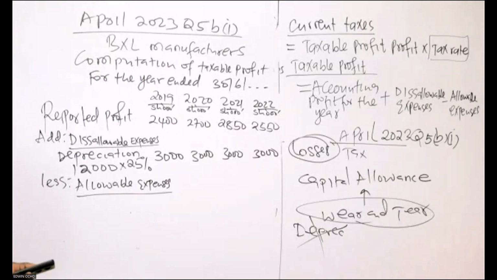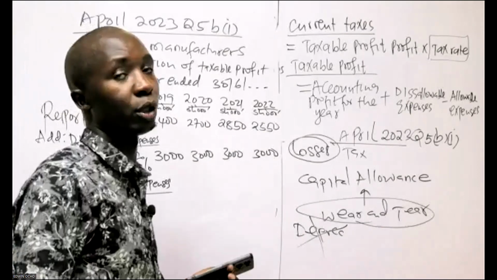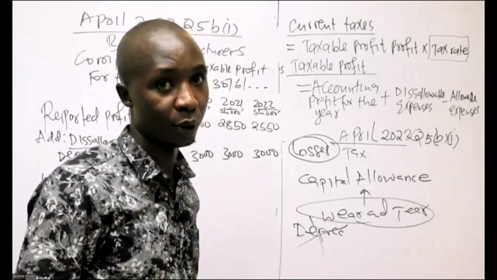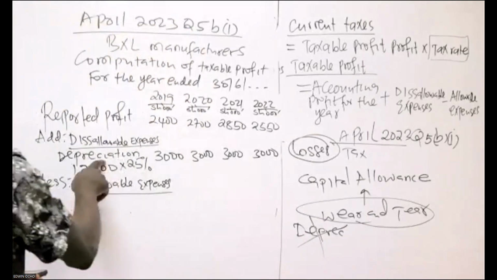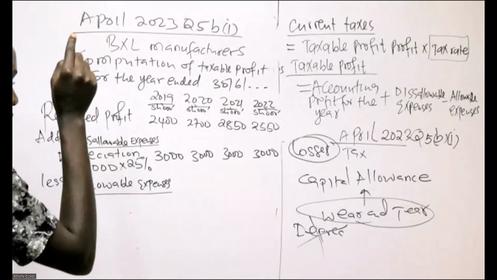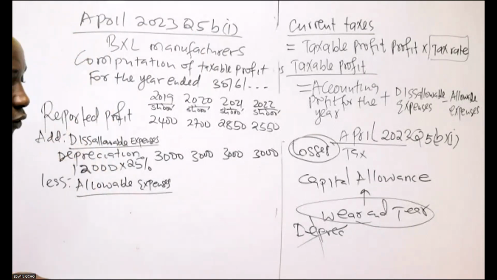So that is why you find that an item has been considered in one profit computation as an allowable expense, but ignored for tax purposes. That is why we have added back depreciation. Remember that for accounting, it could have reduced our profit.